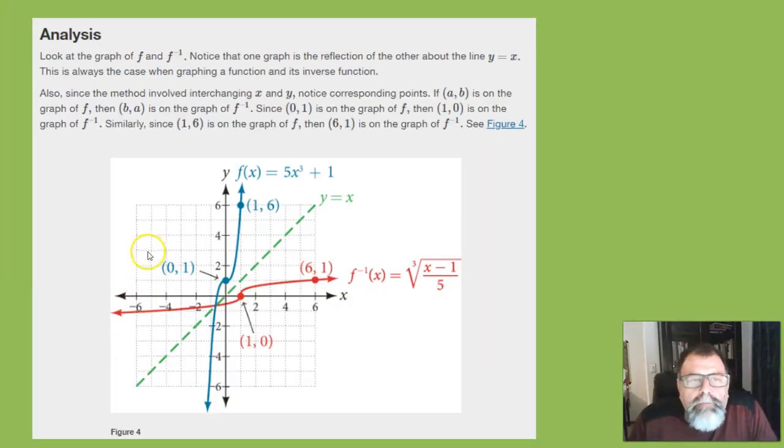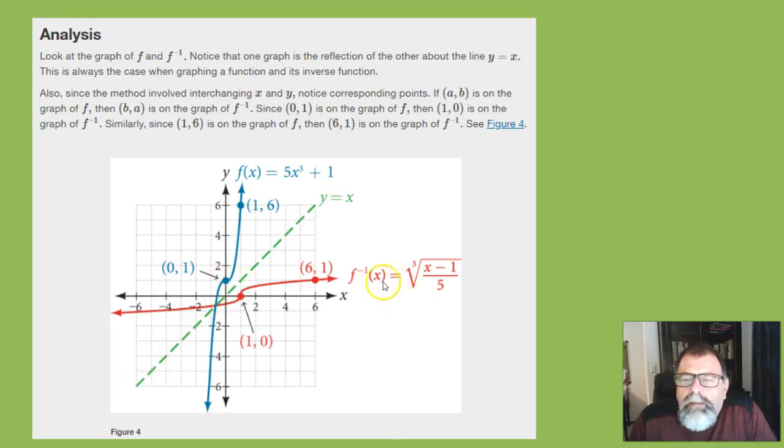Okay, and looking at the graph, so the book posted this in example 2 for analysis. So if you look at f and f inverse, so f was the 5x cubed plus 1. So if you went on Desmos and graph, you would get this blue one. And notice that the y-intercept is 0, 1. And then this point, if you put in 1 cubed is 1 times 5 is 5 plus 1 is 6. So you got this point here. And if you recall from 3.7, I believe, if I graph the inverse, it's going to be the mirror image or the reflection through the line y equals x.